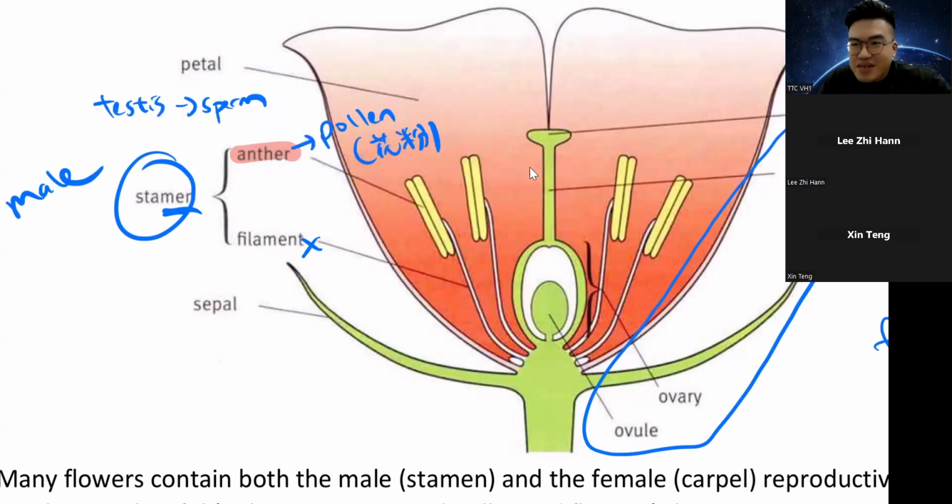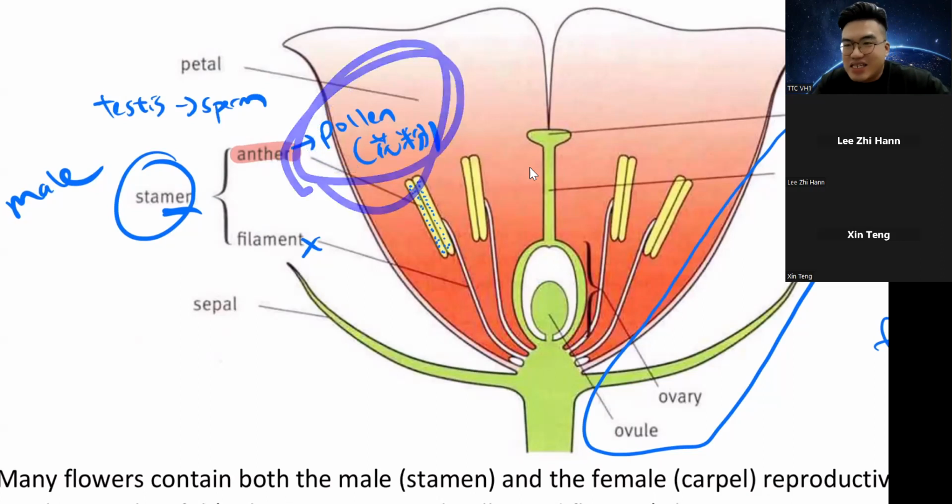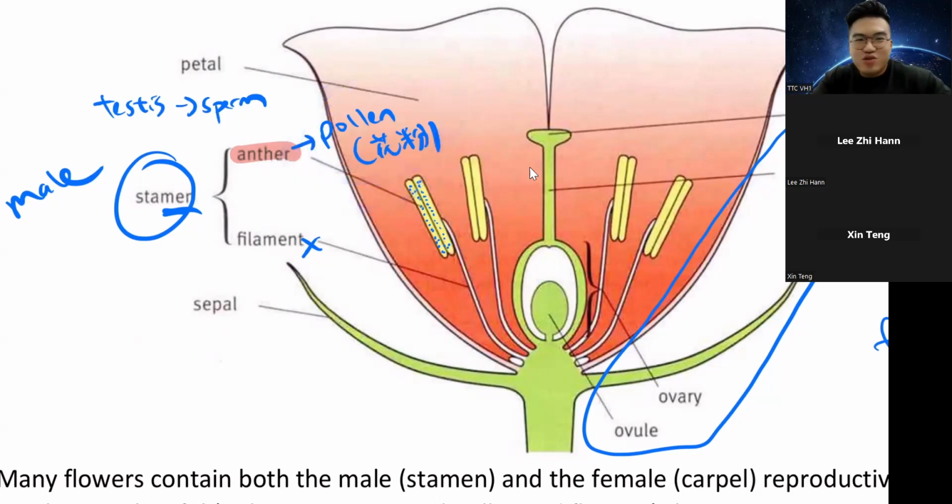So 花粉, right? Pollen is just like sperm. They produce many of it, millions of it. If you go near flower, you sneeze. If you are allergic to flower, you are allergic to the pollen, most likely. Your nose cannot tahan this thing. Your nose doesn't like it, so you sneeze.